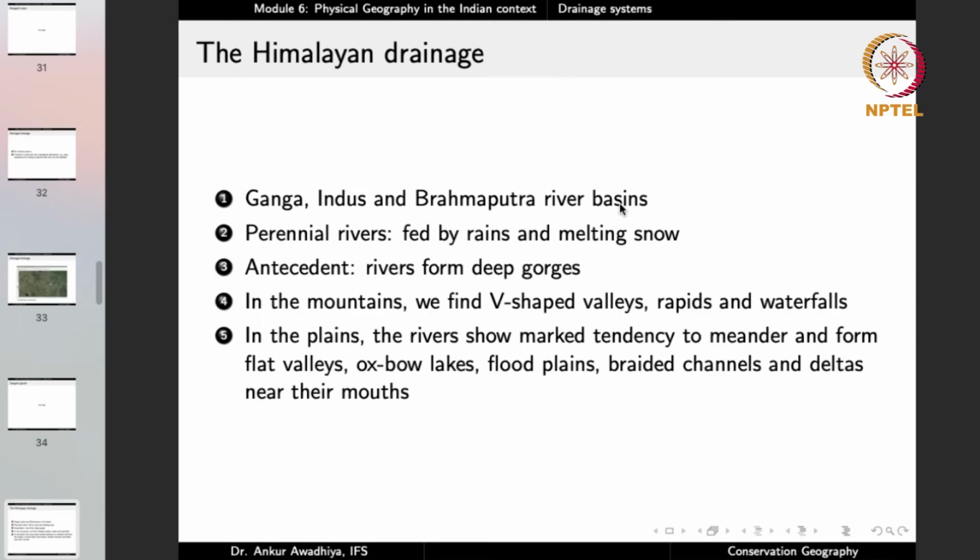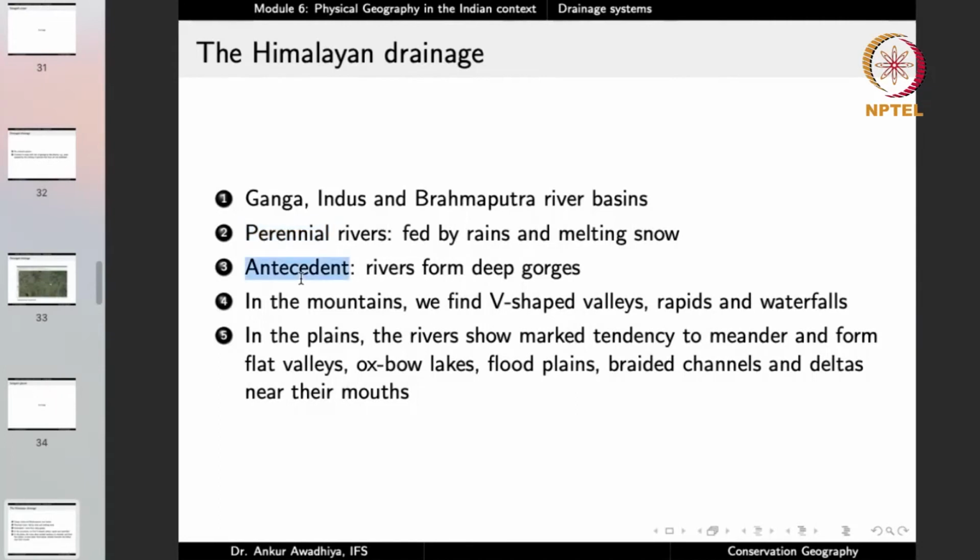Now in our country we can talk about the Himalayan drainage and the peninsular drainage, and both of them follow very different patterns. The Himalayan drainage comprises of Ganga, Indus and Brahmaputra river basins, and these are perennial rivers. Perennial means that they have water all around the year, and this is because they are fed both by the rains and by the melting of snow.